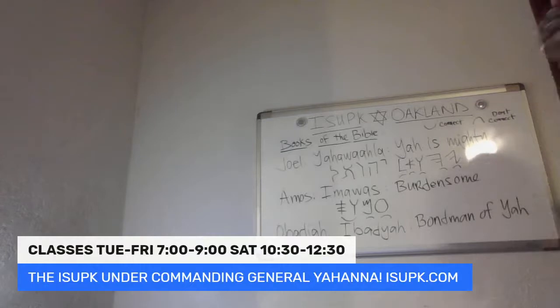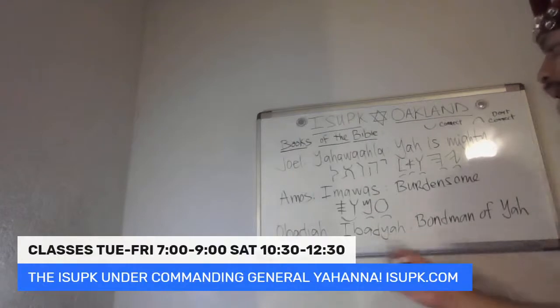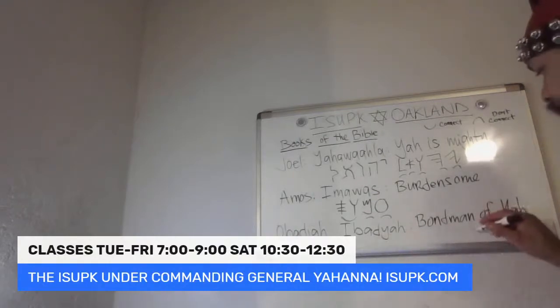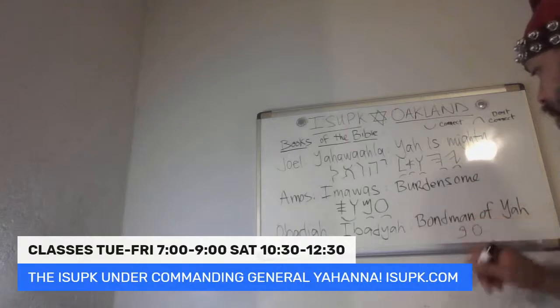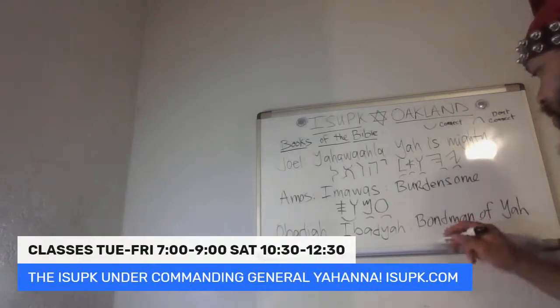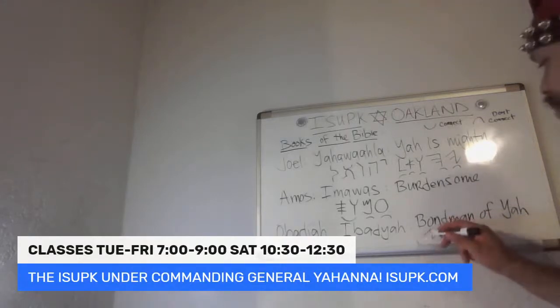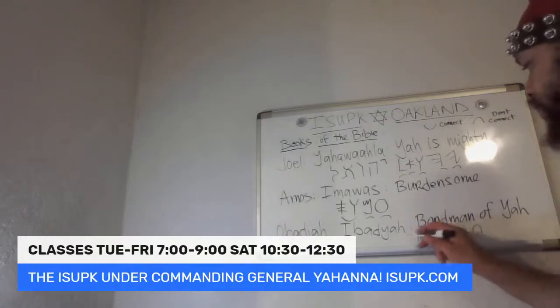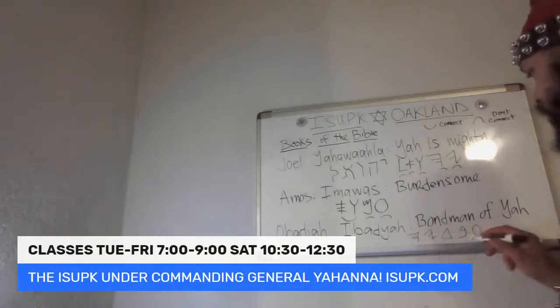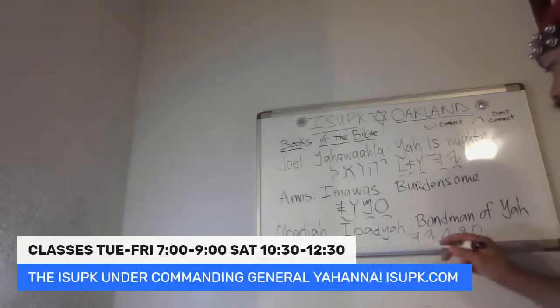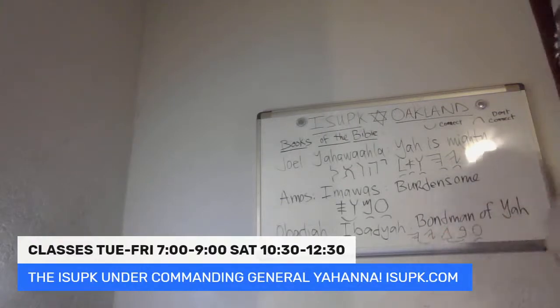Your name means something like Red Cloud and Sitting Bull. Like your name, it got some value to it. So bondman of Yah, Abadiah, very simple. So A, Ba, Da, Ya, and Ha. Abadiah. All right. Hope that don't get lost in translation.